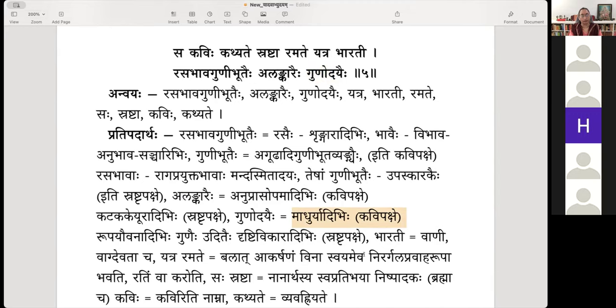But all of these it's like Kavipaksha. But whether it's Kavipaksha or the Shrotuhu Paksha, it is the same, right? The guna is the guna, and the alankara is the this alankara. One I think is the Shrashtrupaksha. Not Shrotrupaksha. Shrashta and Kavi are the same.